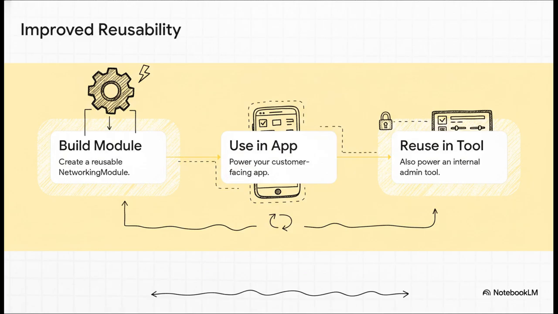Third up, improved reusability. And this is where things get really cool. So imagine you build this amazing, robust networking module. With a modular system, you can plug that exact same module into your main app for customers, and then just as easily reuse it in a totally separate internal admin tool. No more copying and pasting code, it's way more efficient and keeps everything consistent.